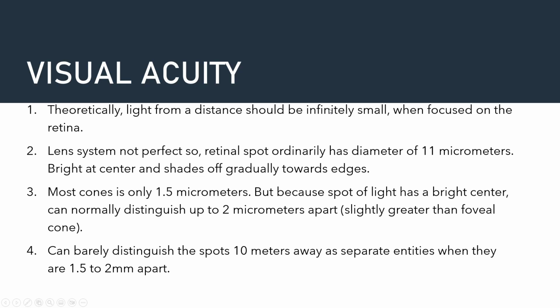The next concept is visual acuity. Visual acuity explains why humans cannot see a small object far away. We know eagles can see a rabbit 5 kilometers away. What is it that causes the limitation of our far vision?